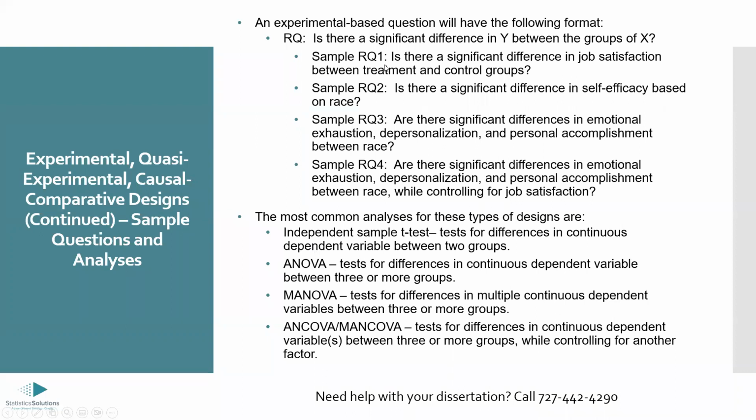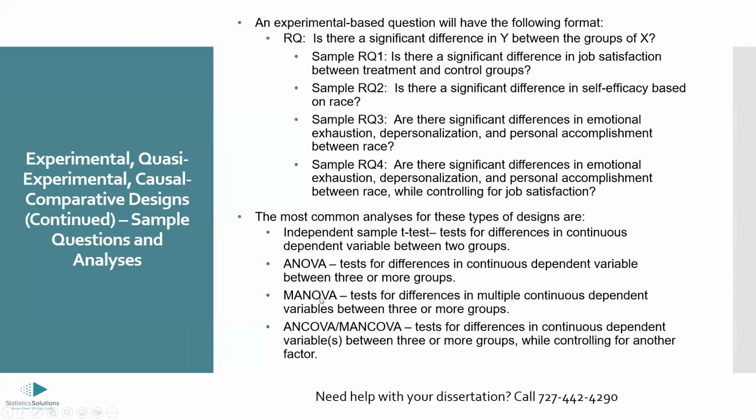ANOVA takes that idea of a t-test but extends it, so you can have more than 2 groups. For example, is there a significant difference in self-efficacy based on race? Race is going to have 3 or more possibilities, so you can do an ANOVA in that example.